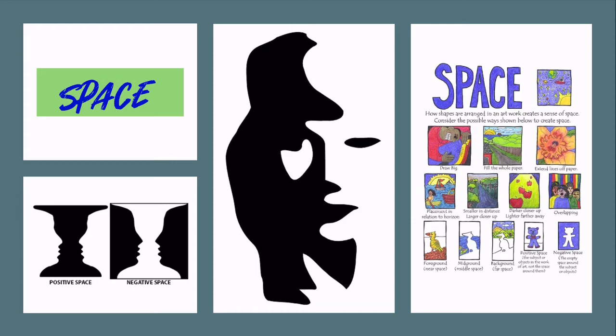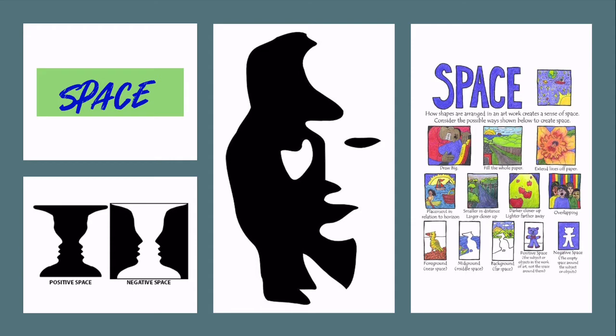If we look at the image on the bottom left, you'll be able to see positive space and negative space. Positive space refers to the part of the artwork that takes up the space. So for example, that would be the vase. And negative space refers to the area around that object. So you might be able to see two people.